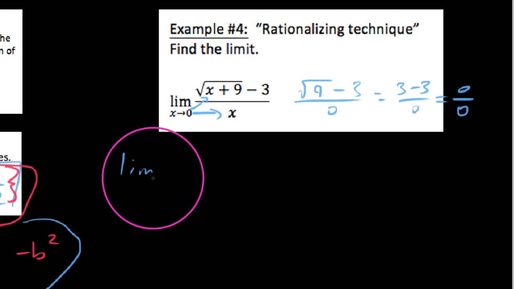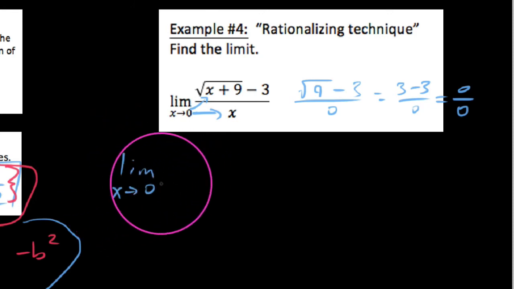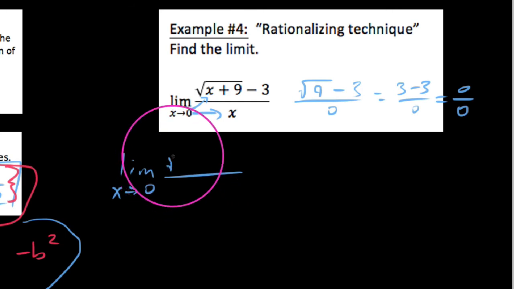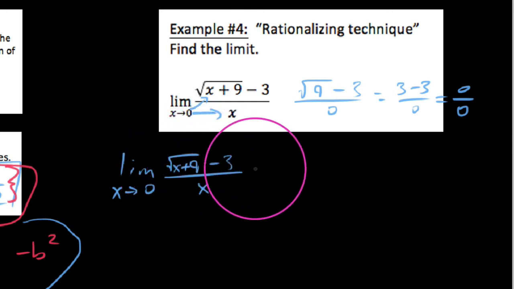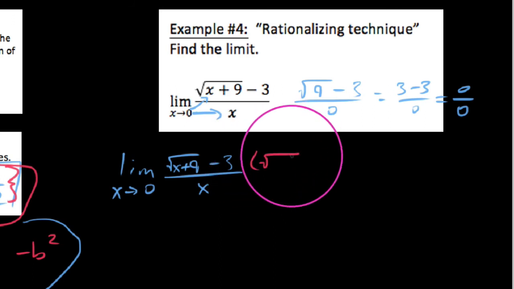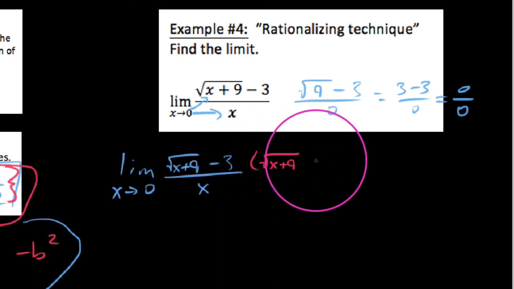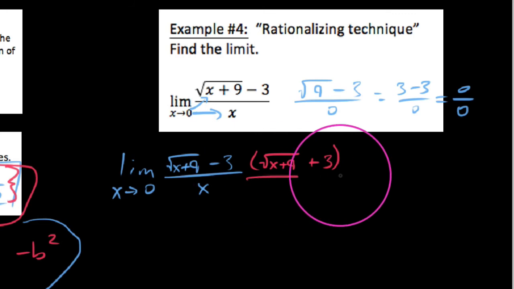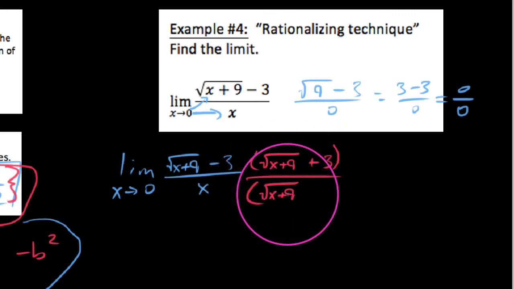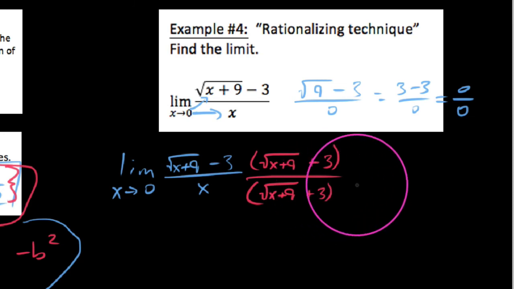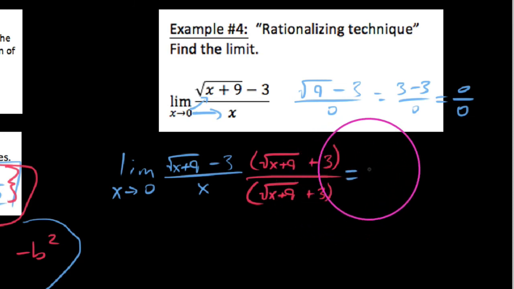So a lot of rewriting is about to begin. We say the limit as x goes to 0 of this expression, square root of x plus 9 minus 3 over x. We're going to take this on top and bottom times the square root of x plus 9 plus 3. That is the conjugate of our numerator. And so on the top, what we get is this instead.